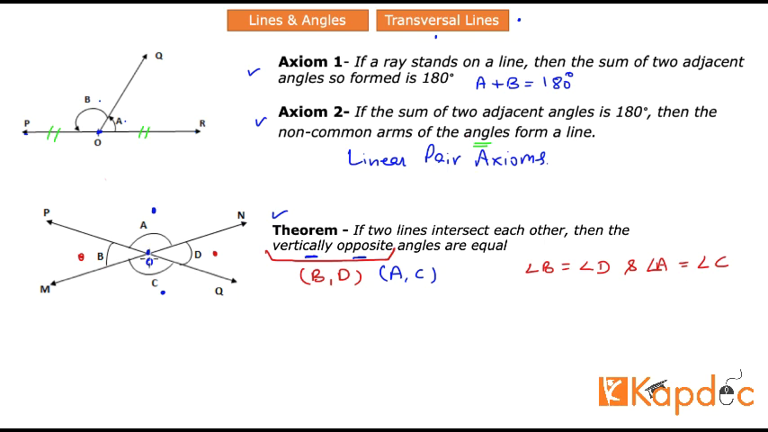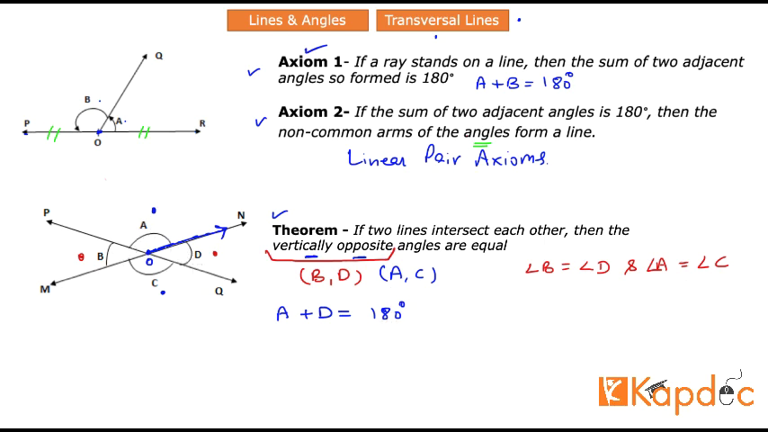Alright, so first let us begin with the line PQ. The line PQ has a vertex O from where a ray ON is coming out, correct? Now, what are the two adjacent angles formed in this arrangement? They are angle A and angle D. And we can state, using axiom 1, that the sum of these two adjacent angles will be equal to 180 degrees, simply because these two angles are on one side of a straight line, right?